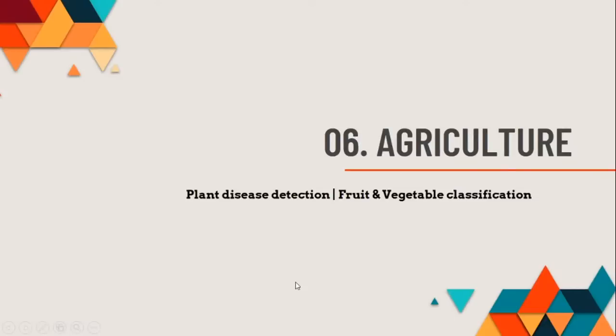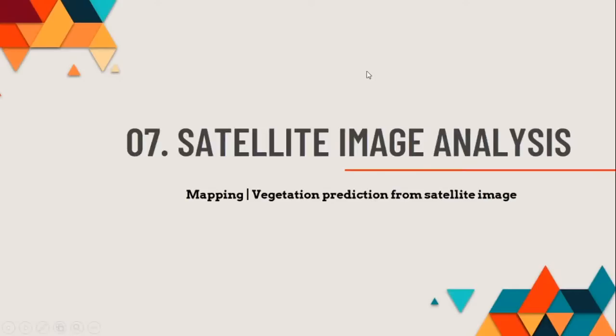And if we take agriculture, plant disease detection or fruit and vegetable classification operations will be helpful to avoid a lot of human effort, and it will be done remotely, and it is going to be turned into a completely autonomous system to detect plant disease, and classify fruits and vegetables as rotten or good or bad. Those kinds of classification can be done in the agriculture field with the help of image processing.